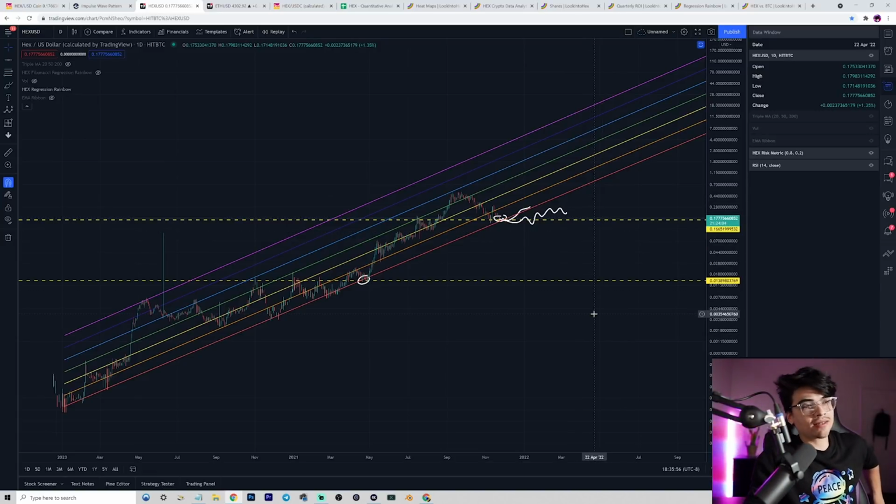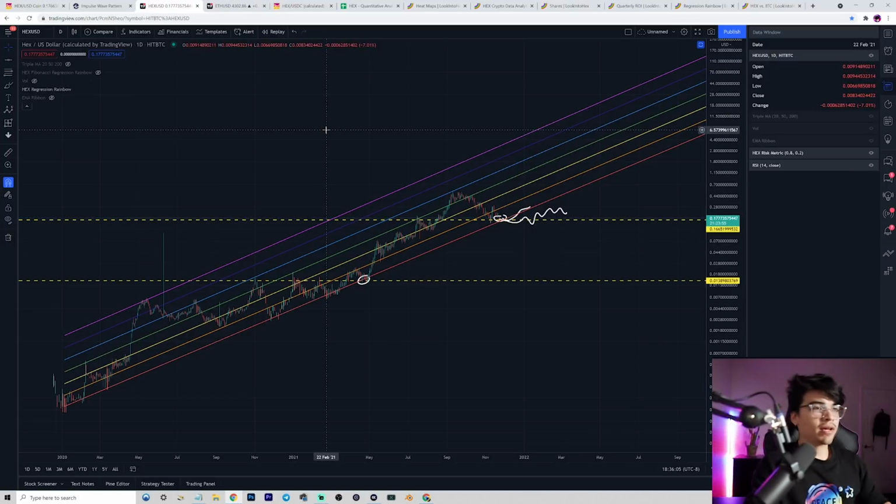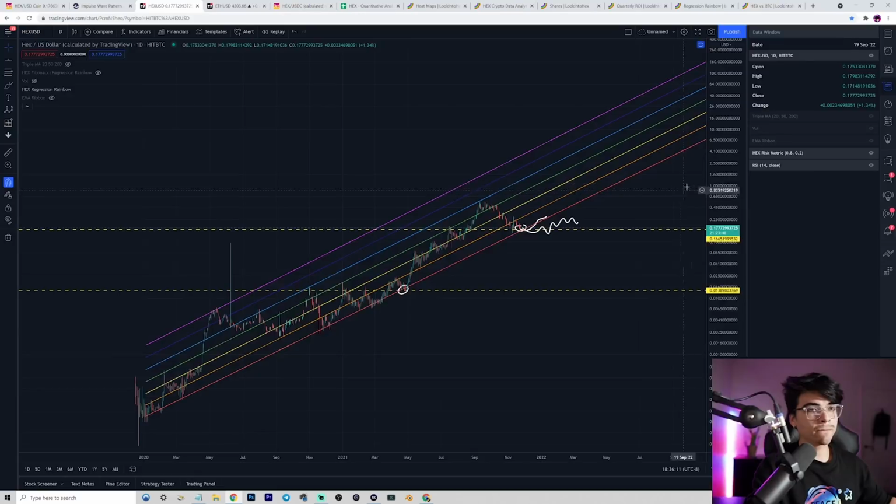Just give it time. HEX is 2 years old, right? Ethereum is what, 6-7 years old. Bitcoin's an old man. It's already over 10 years old, coming up on like 12, 13. So just give it time and time will tell. It's really as simple as that.